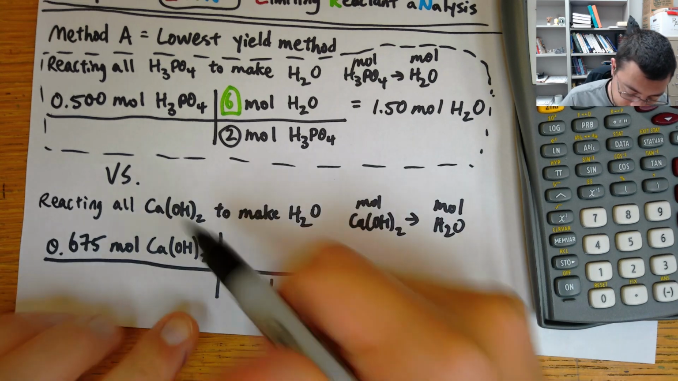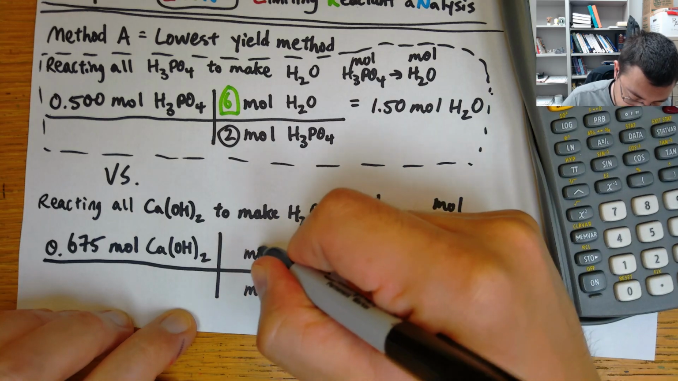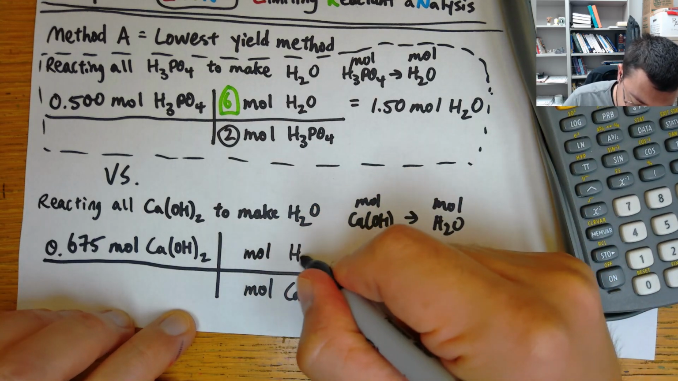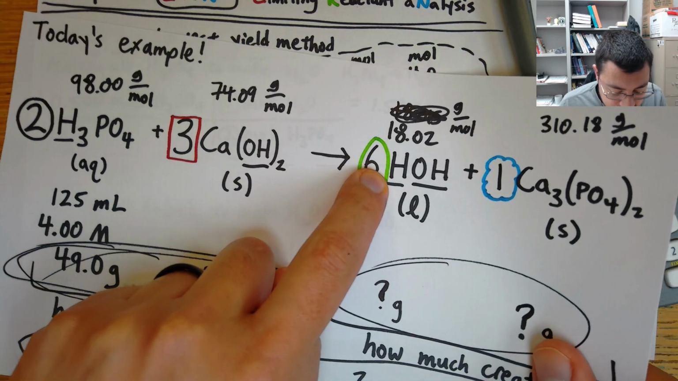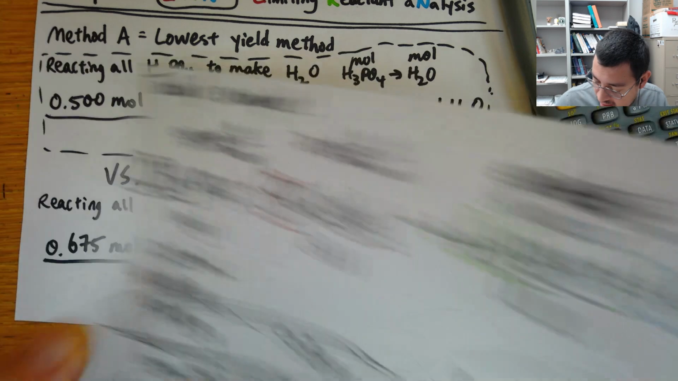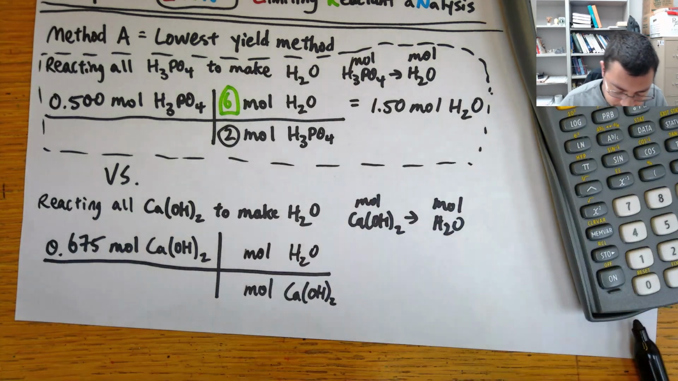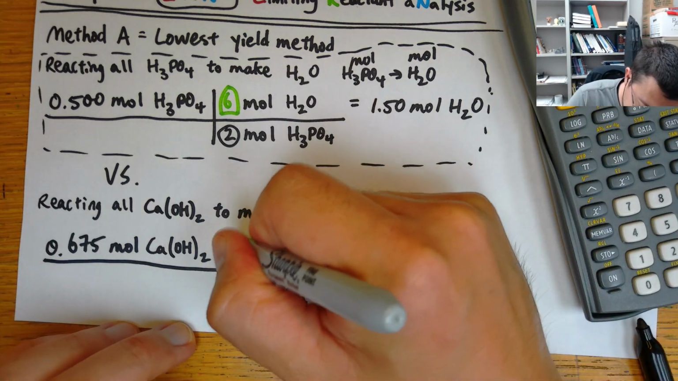All right, where was I? Calcium hydroxide to moles of, well, we got water. All right, go to our sheet again. We need a 6 for the water and a 3 in the red box for the calcium hydroxide.